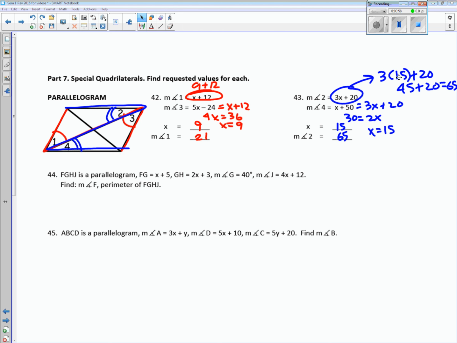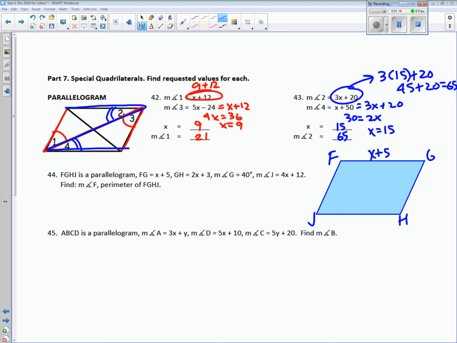As far as a problem like number 44 goes, definitely want to draw a diagram. So I'm going to label this F, G, H, J, and I'm going to fill in what I know. FG is x plus 5, GH is 2x plus 3. Then they give me the measure of angle G, which is 40, and the measure of angle J, which is 4x plus 12. Now, one thing about this is that the opposite sides are congruent. So the top would be congruent to the bottom, and the left would be congruent to the right. Unfortunately, none of those match, so I can't set up an equation.